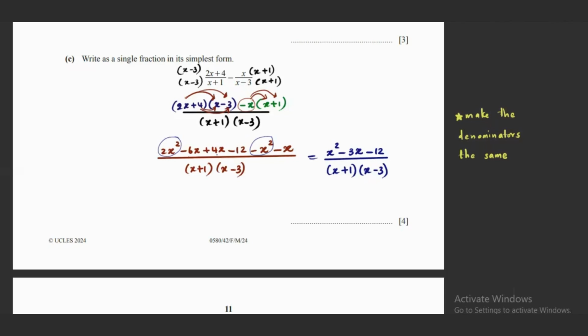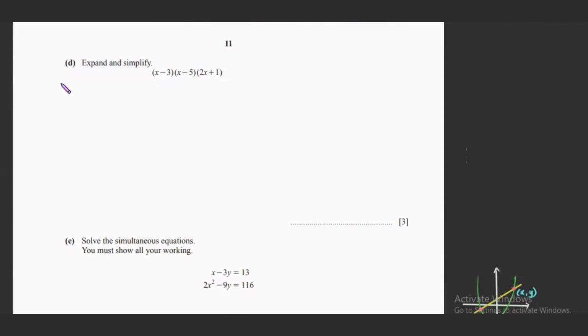Let's move on to question D. We need to expand and simplify. We are given 3 brackets here. So we need to multiply all 3 brackets together. In this question, we can start with any 2 brackets by expanding any 2 brackets. So I'm going to expand the second and the last bracket first.